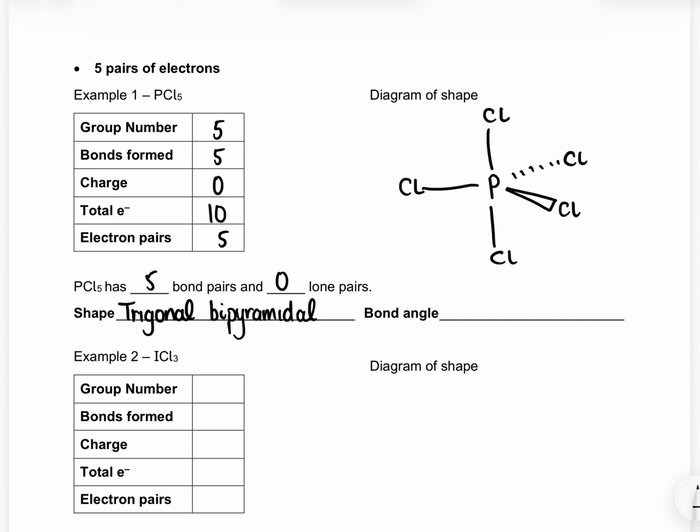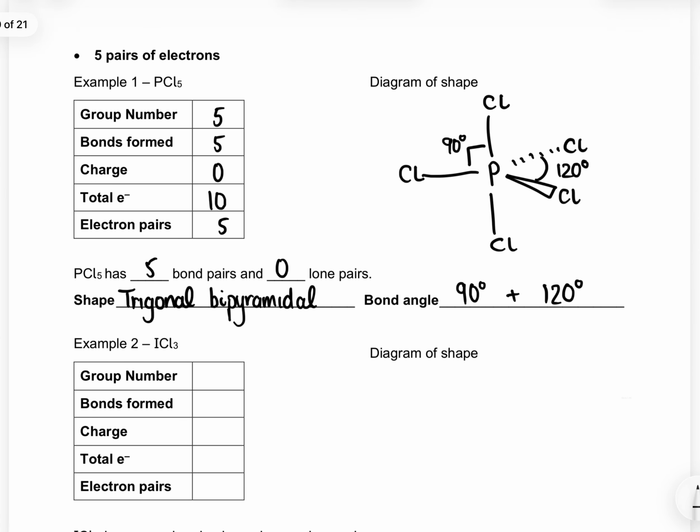And we've actually got 2 bond angles. You can probably see there's a 90 degrees between the axial, the top and the bottom ones, and the equatorial, the vertical ones and the horizontal ones. But then around the centre, the triangular bit has got a 120 degree bond angle. So we've got 2 bond angles, 90 and 120.